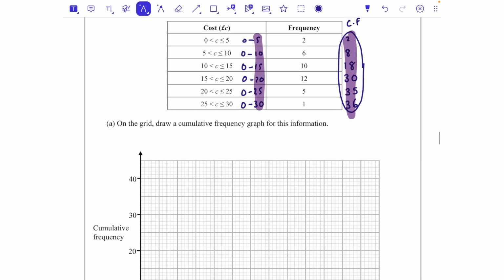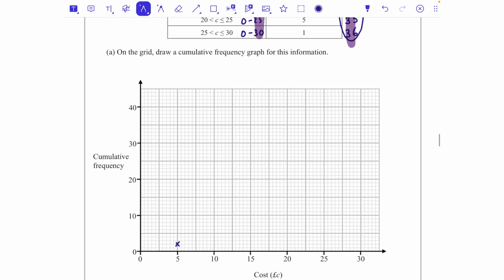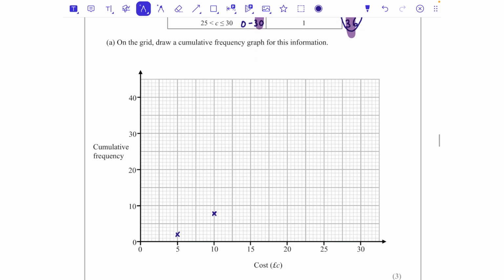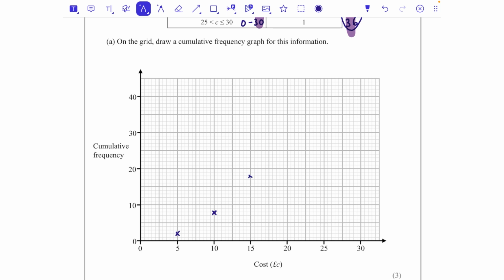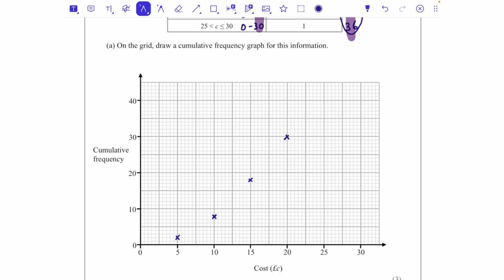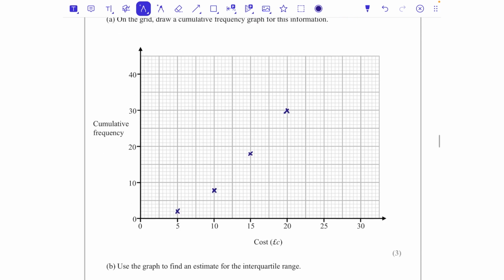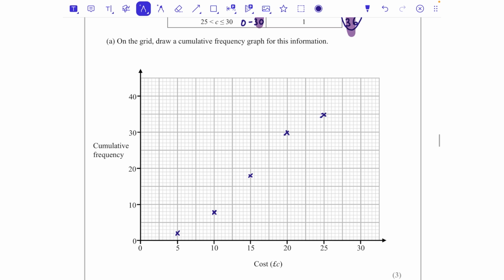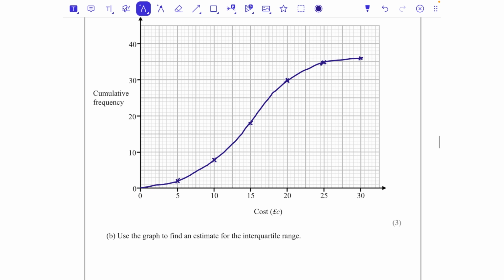And then across to 10 and up to 8 for that second value. Across to 15 and up to 18, so that's there. Across to 20 and up to 30. Across to 25 and up to 35. And across to 30 and up to 36, which is there, joining up with a nice smooth curve there. And then it says use the graph to find an estimate for the interquartile range.